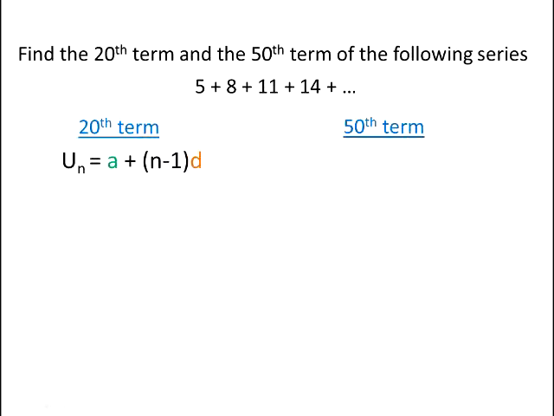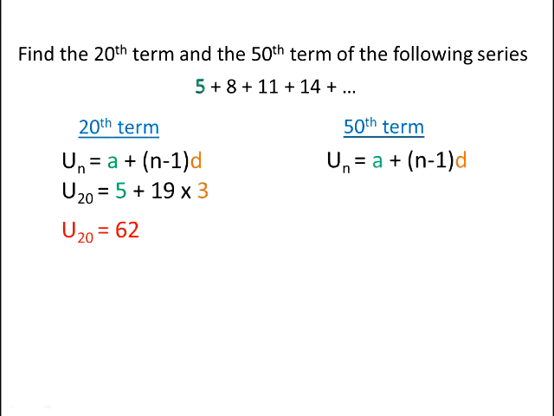Our n is going to be 20. So a is 5, remember, and d, you should be able to see, is positive 3. So u20 is 5 plus 1 less than 20, 19, lots of the difference, which is 3. BIDMAS, 62. Easy peasy.